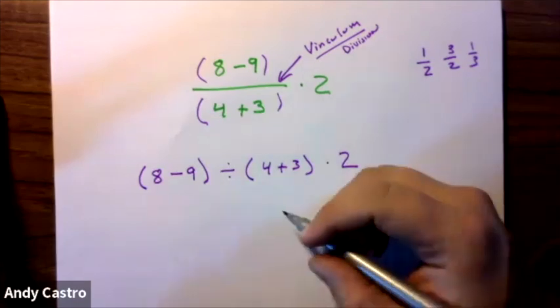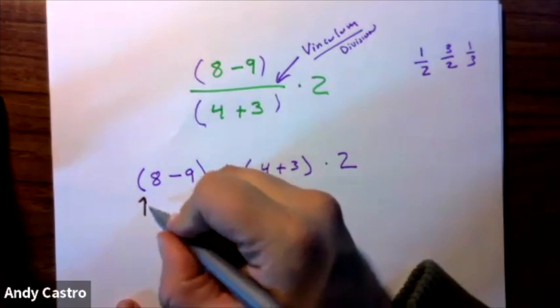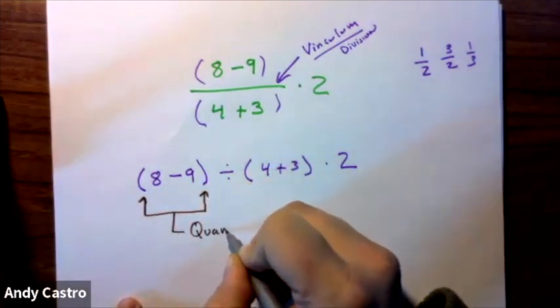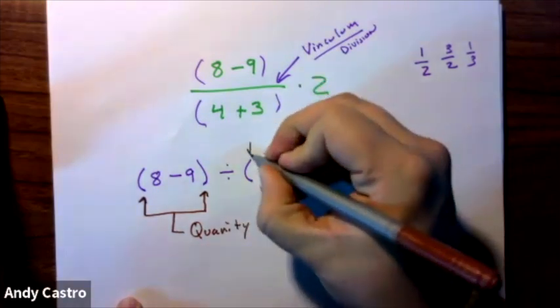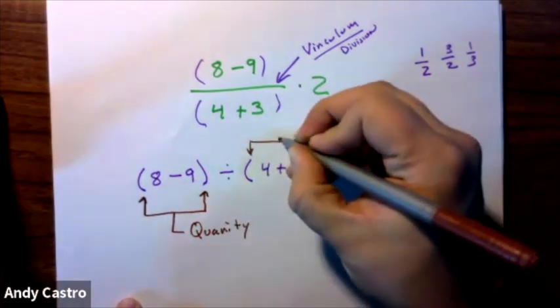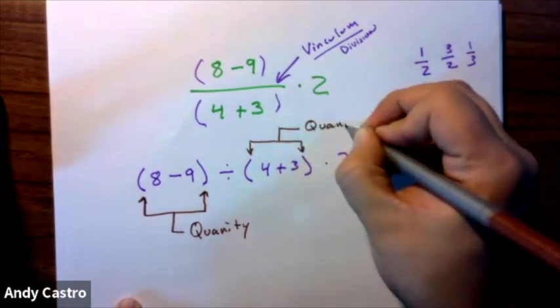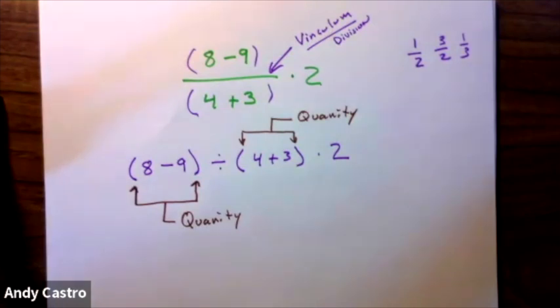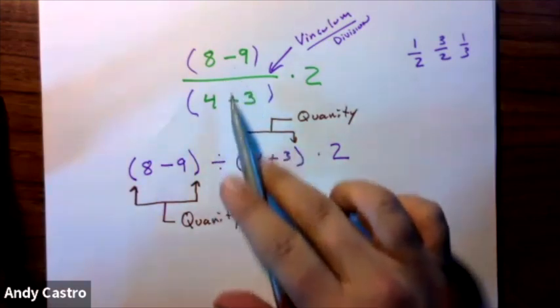Now you'll notice a word that I just used, and that is the word quantity. When we communicate math, and you have parentheses, parentheses are denoted verbally by the word quantity. And this is important because if I said out loud without writing anything down, the quantity of 8 minus 9 divided by the quantity of 4 plus 3 times 2, you would be able to replicate what I said here.